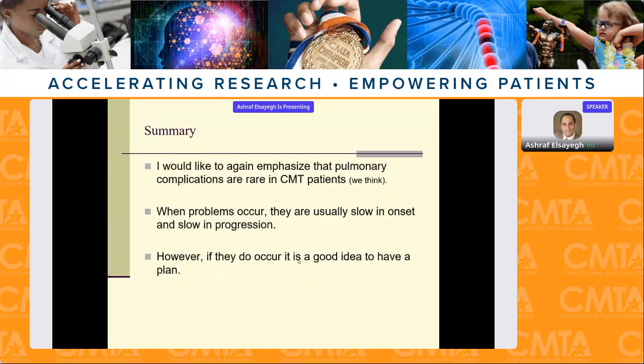In summary, I want to emphasize that pulmonary complications are relatively rare in CMT. And I wrote here, we think, because every time I give this talk, I get hundreds, literally, of patients with questions who approach me or come to my office and say, wait a minute, I do have breathing issues. So I think it's more common than we think.